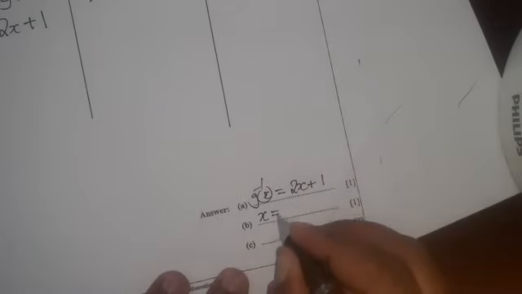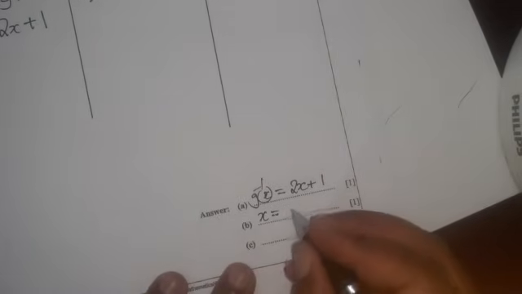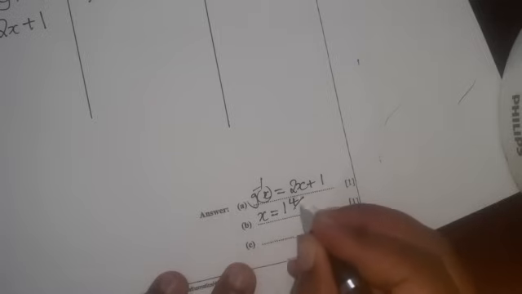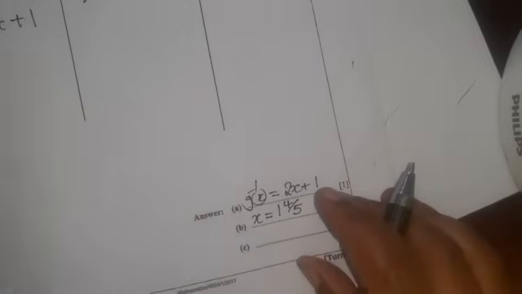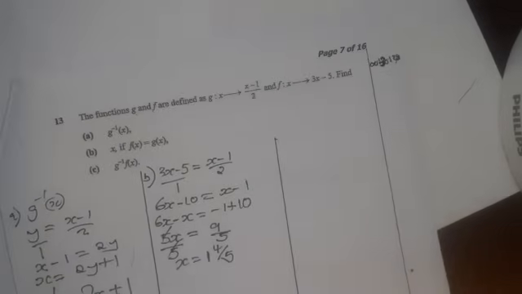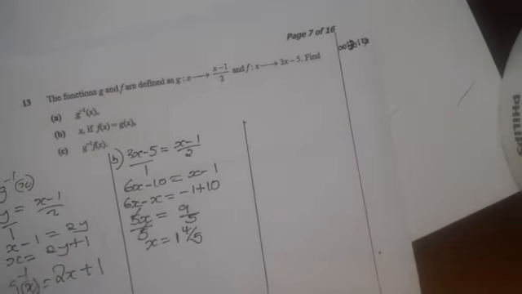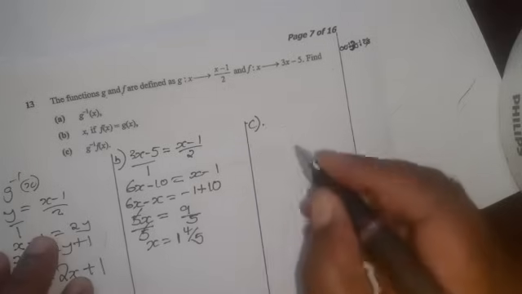You come and write it here. So x is equal to 1, 4 over 5. Okay, that is our answer. We go to C. What is C?